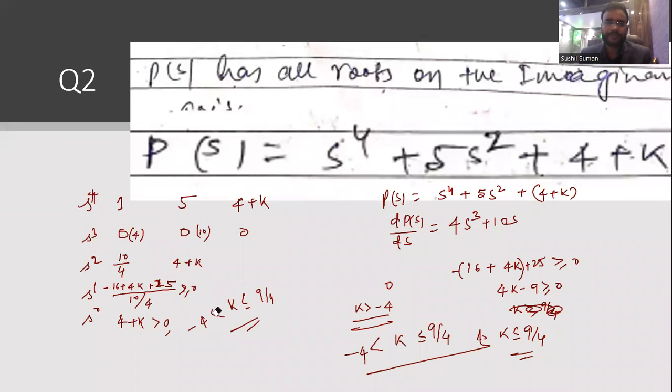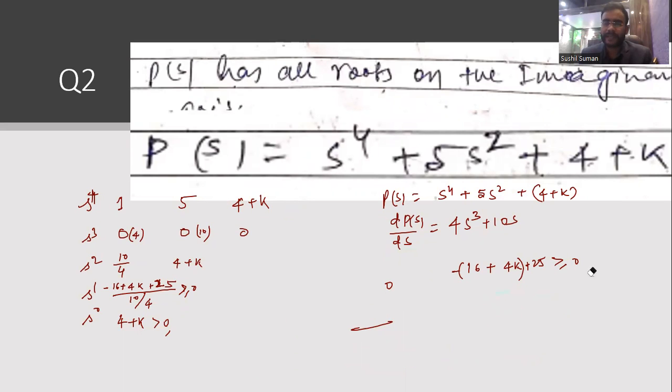Again, I will be repeating. If you are not comfortable, then I am going to repeat these equations again. Okay, don't worry about that. Actually, this is your this minus this minus this minus this. So this is your 25 minus 16 minus 4k divided by 10 by 4. Okay, so this should be greater than 0.